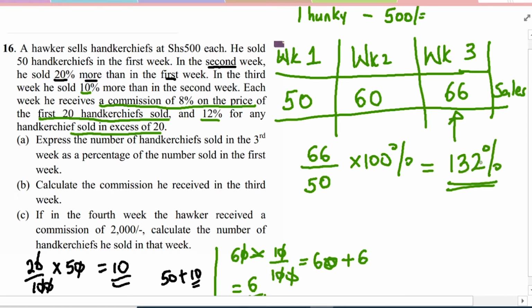132% means that compared to the first week, in the third week we sold 32% more handkerchiefs than in the first week. So the number of handkerchiefs sold in the third week as a percentage of the number sold in the first week is 132%. It's more than 100, meaning that there was an increment.